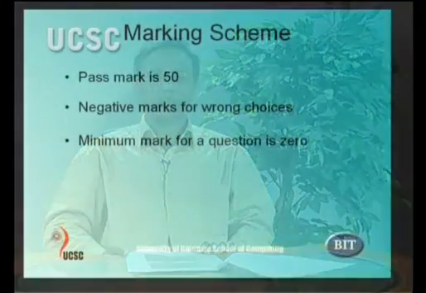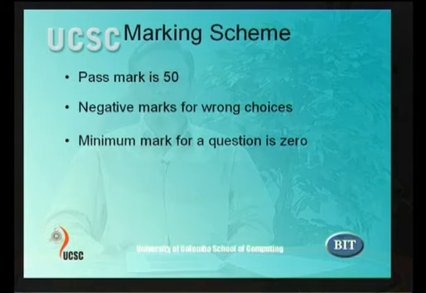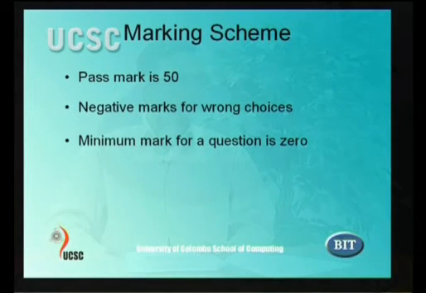If we move into the marking scheme for this particular paper and all the papers in Semester 1, the pass mark is 50. So you have to get 50% out of 100. On average, if we consider 2 marks for 1 question, then it means 50 questions, 100 marks.